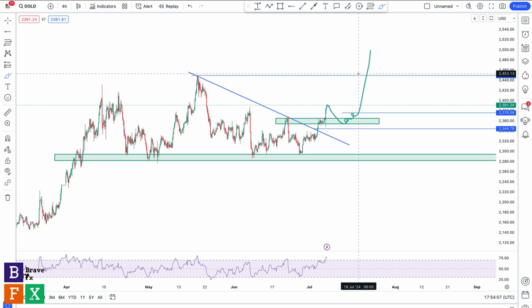So that's it briefly for gold. I believe this is clear enough, simple and straightforward. And I hope this helps.